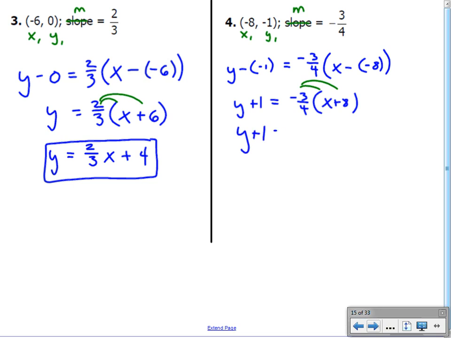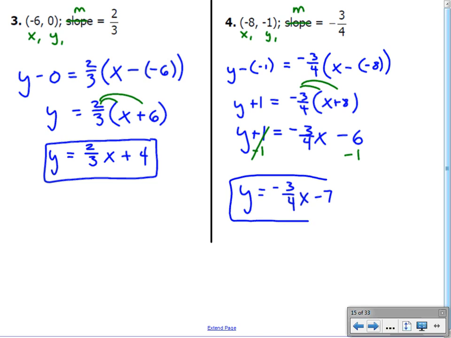So y plus 1 equals negative 3/4 x, and then negative 3/4 times 8. Okay, so negative 3 times 8 is negative 24. Divided by 4 would give us a negative 6. Now our last step here is just to get y by itself, so we can subtract 1 from each side, and we get y equals negative 3/4 x minus 7.